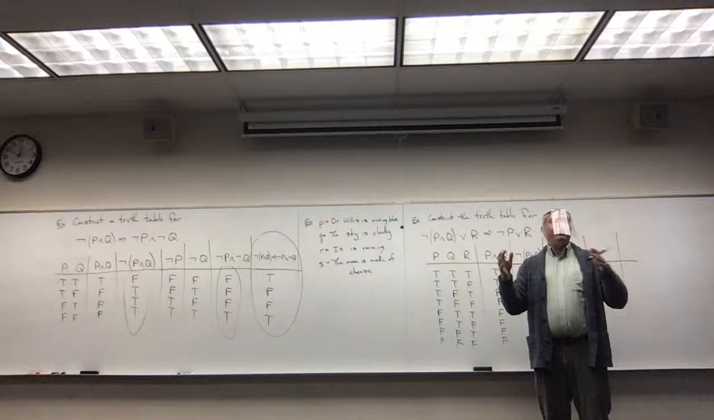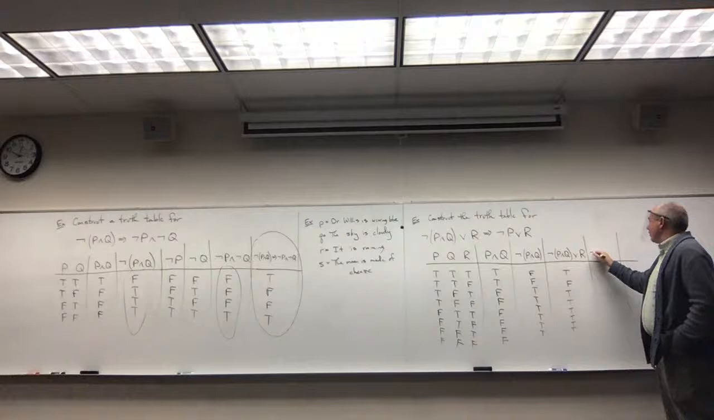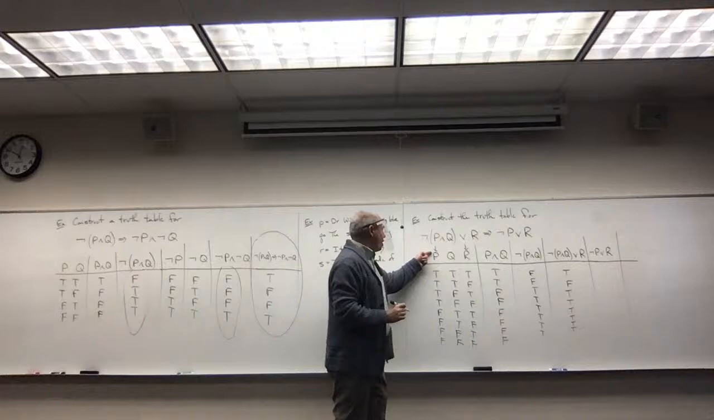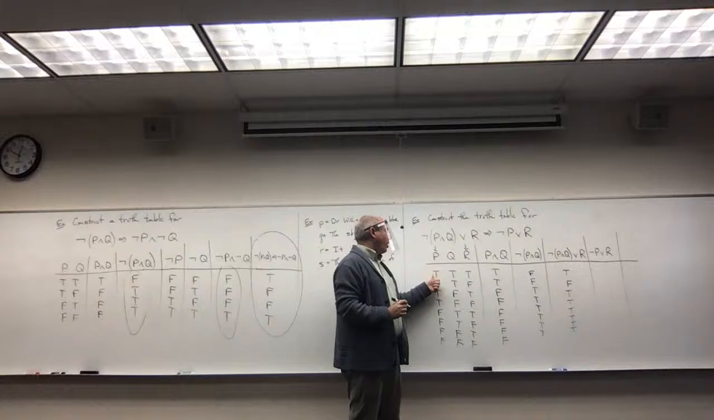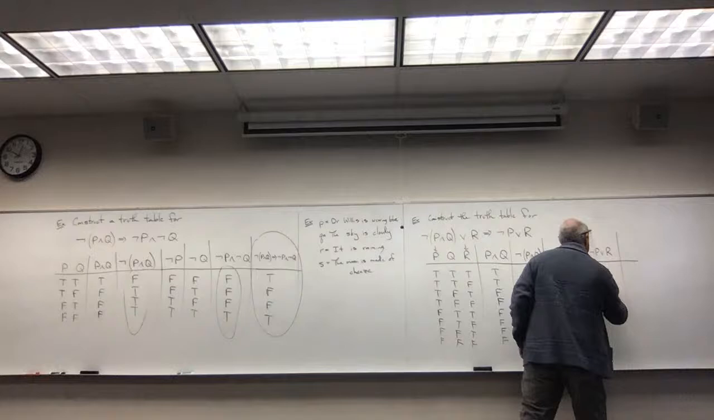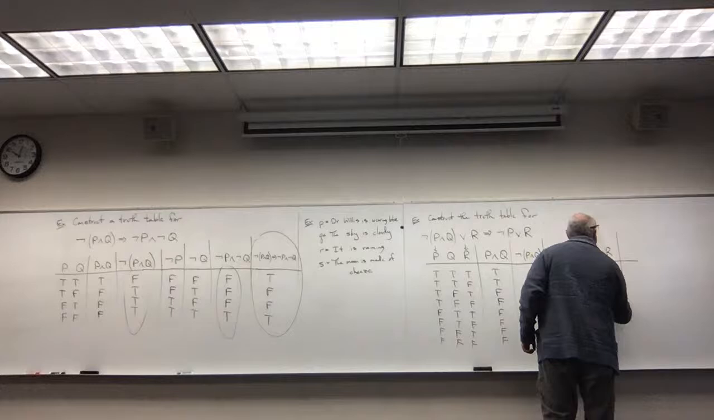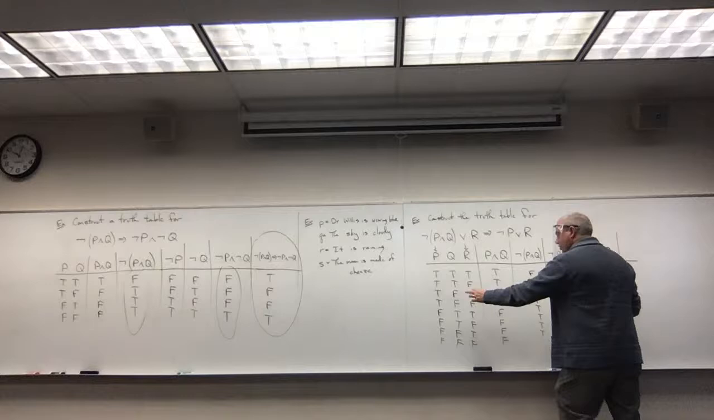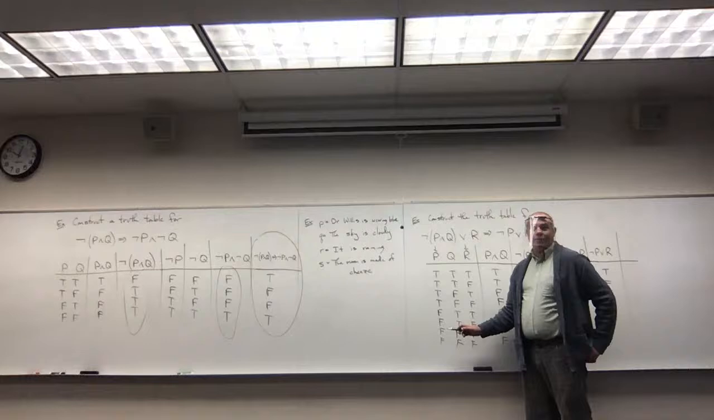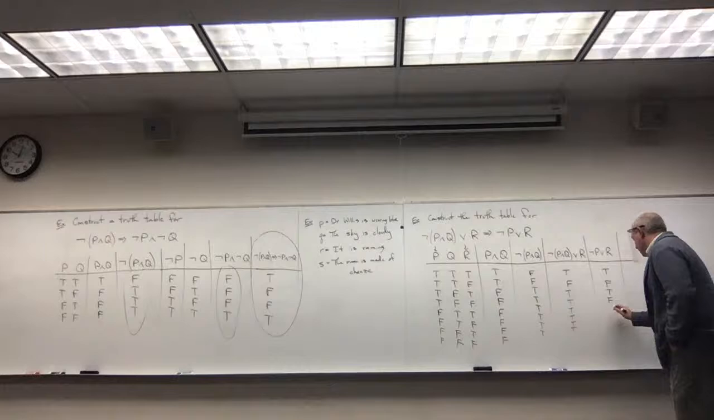Okay, but since we're practicing, let's see if we can do this all at once. So let's do not P or R all in our head. So here's P, here's R. So we want to not this one and or it with this one, right? So not true is false, or true, true. Okay, false or false? False. False or true? True. False or false? Oh, I'm sorry. False or false? False. And then all of these are trues when we negate them. And so we're oring, so everything else is going to be true, true, true, true, true.